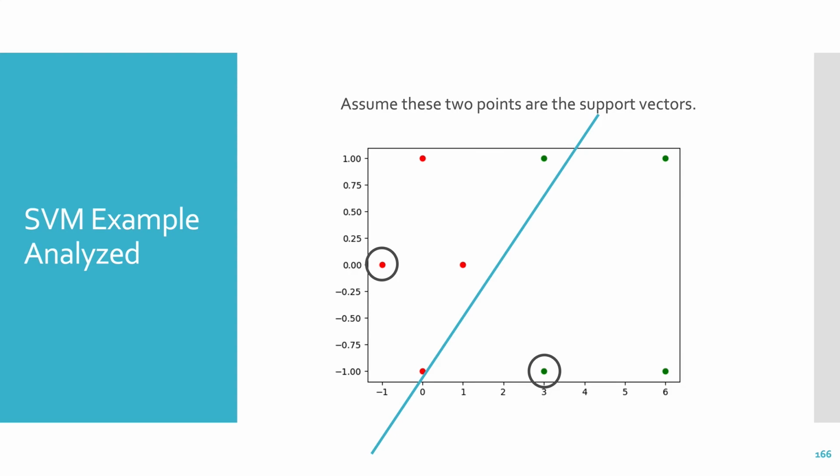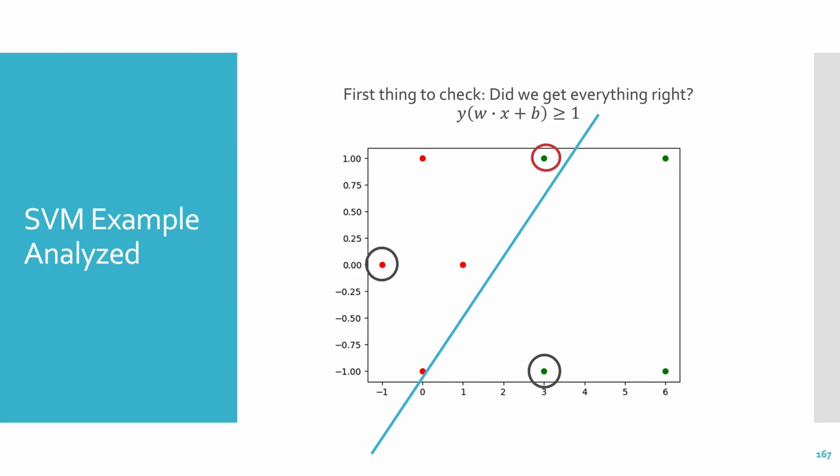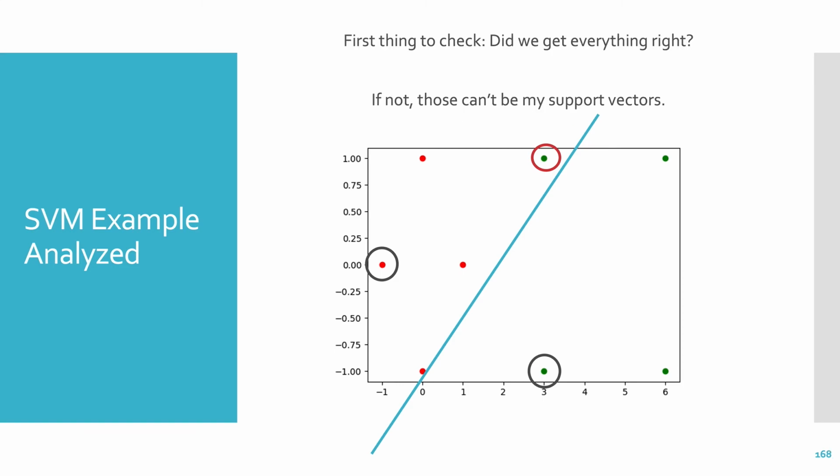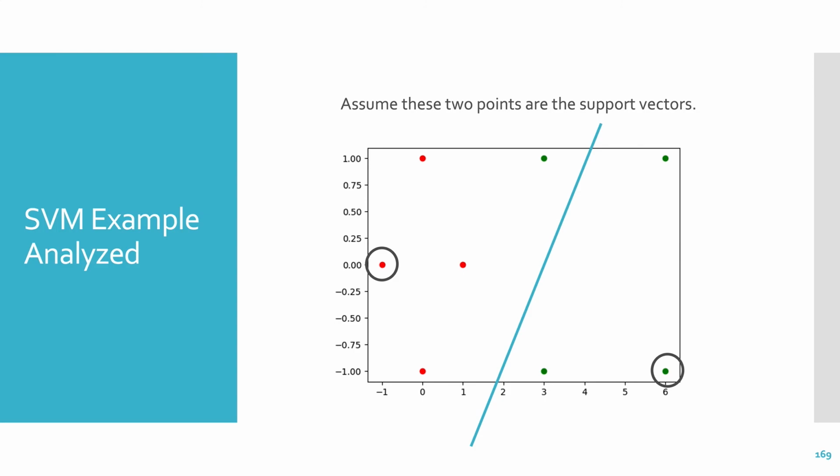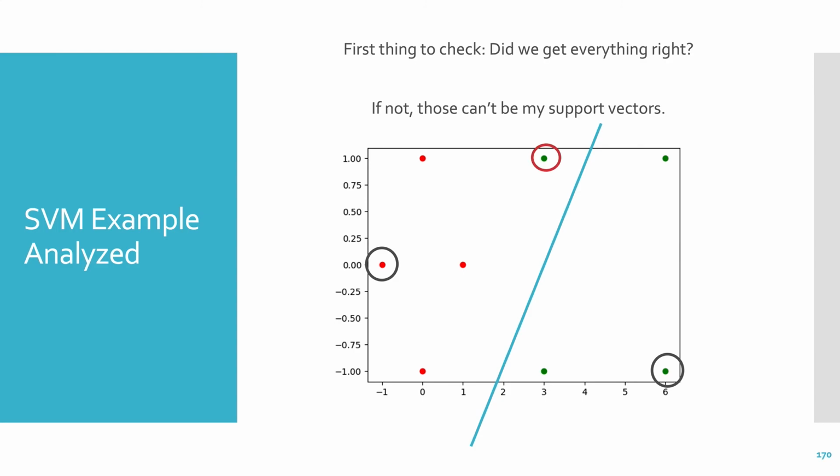If we assume these two are support vectors, then we draw a hyperplane and then we say, okay, did we get everything right? How can we check if everything is right? Well, if (wx + b) times y is greater than or equal to 1. We got this point wrong. If we got a point wrong, that means we can't have these two as our support vectors. So we immediately move on. Now, if we assume these two are support vectors, we get a line like this. Still getting this one wrong, so this one can't be it.